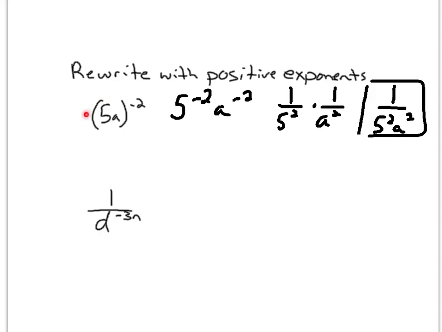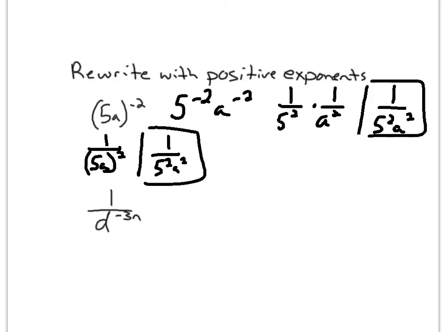Another way is to think of this just as all one thing. Like, think this is a big x. If it was x to the negative second, I would just make it the reciprocal and make this a positive exponent. So another way to do this is to say this is the same as 1 over 5a to the second power. And again, I wouldn't want you to leave that, so we would make it 1 over 5 squared a squared. And if it told you to completely simplify, then of course we'd make it 1 over 25a squared.